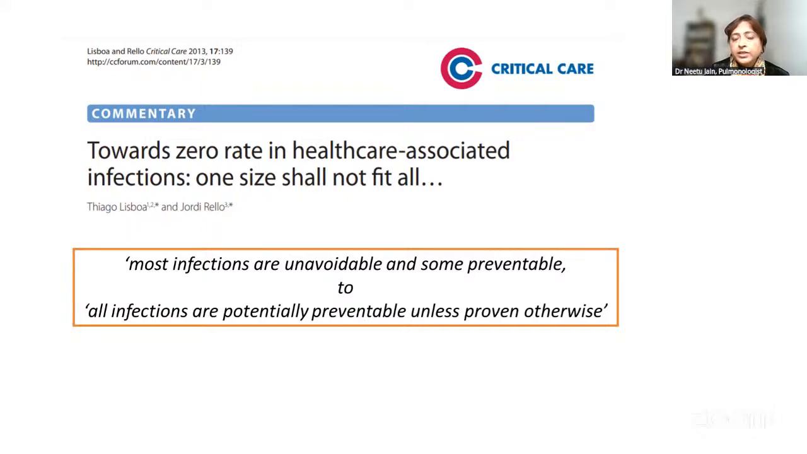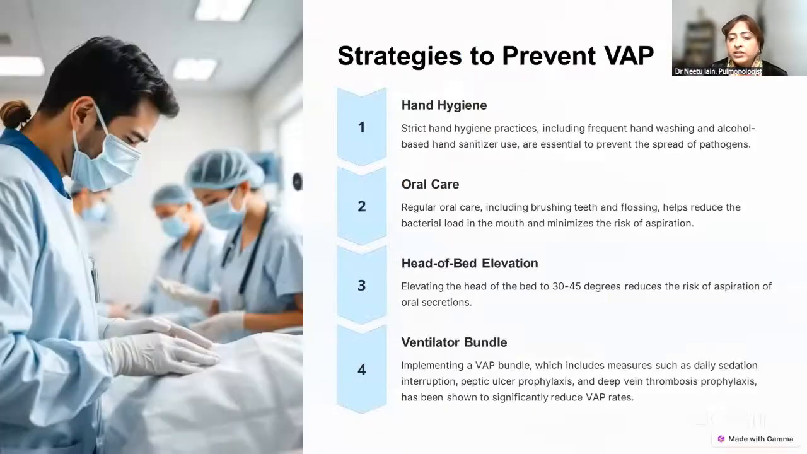So let's take infections one by one, and all the infections bring certain bundles. For VAP, hand hygiene is important all across, and you should use both hand washing as well as hand sanitizer. Whenever your hands are soiled by secretion, always resort to hand washing. Regular oral care, including brushing of teeth and flossing, helps reduce bacterial load in the mouth. Head of the bed elevation by 30 to 45 degrees reduces the risk of aspiration.